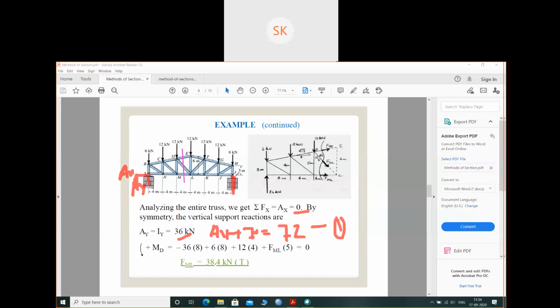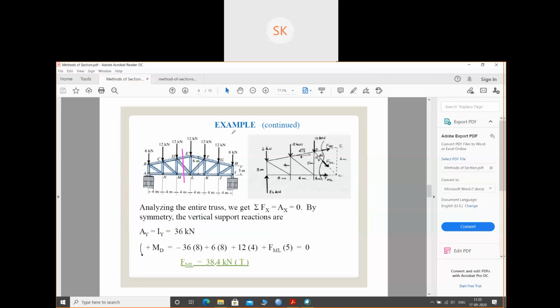Then again you can find moment about Iy. Moment about Iy, 6 force into displacement, 6 into this, 12 into this, that will be time consuming. But if you see, the structure is symmetric. So whatever vertical load is applied from the upward, this will be lifted by Iy and Ay equally. That means 72 divided by 2, that is 36. This part is clear or not? By symmetry, the vertical support reactions Ay equals Iy equals 36 kilonewtons.